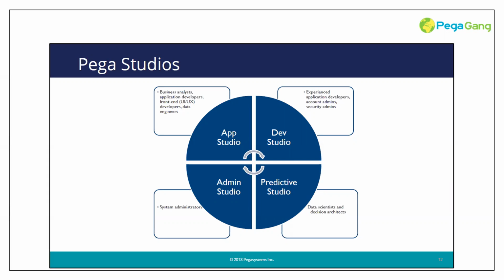And predictive studio is something which is dealing with the decisioning artifacts, like the data scientists and decision architects are working together in this predictive studio, which gives you the pictorial view and the graphical view of how the system is performing.